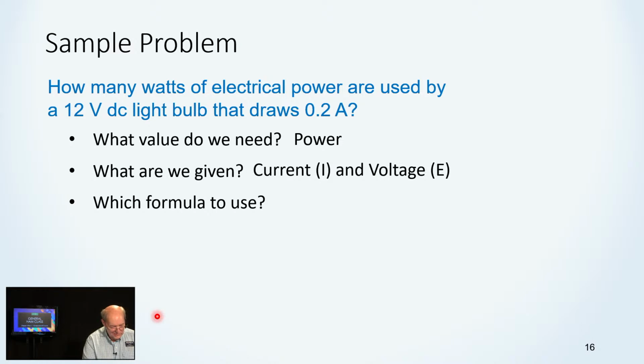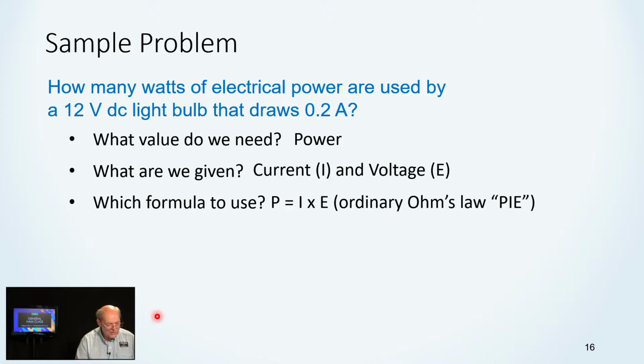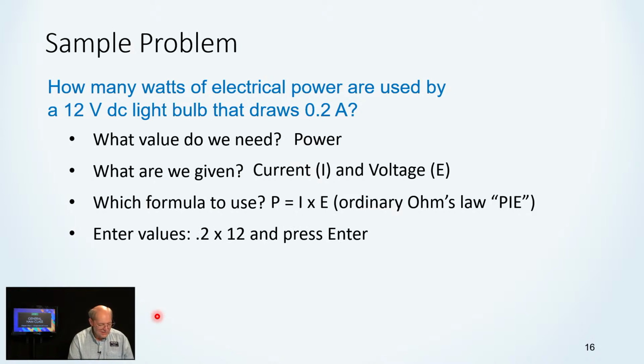Which formula to use, and this one might trick you at first, but if you look at the PIE formula, magic circle, we don't have to use any of those new formulas for this one, so this one just becomes very easy. So we just enter 0.2 times 12 and press enter. We get 2.4 watts. We have to be careful in the pool questions because sometimes they will show 2.4, but they'll have different units here. So this one we will not demonstrate.